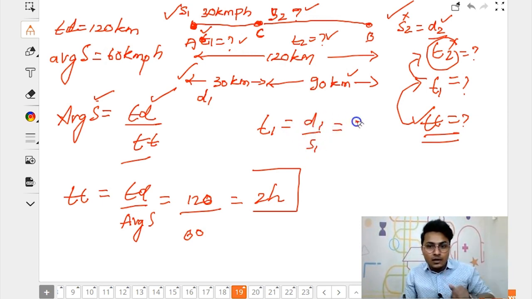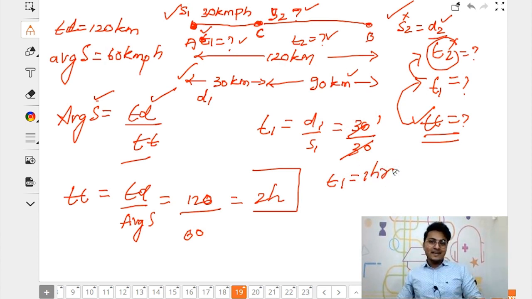D1 is given to us, 30. S1 is given to us, 30 kmph. 30 cancels, which gives us 1. So T1, time taken, is 1 hour. So that means my train travels from point A to point C in exactly 1 hour.